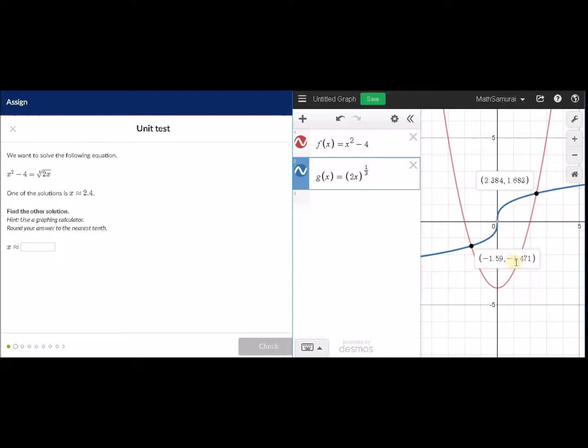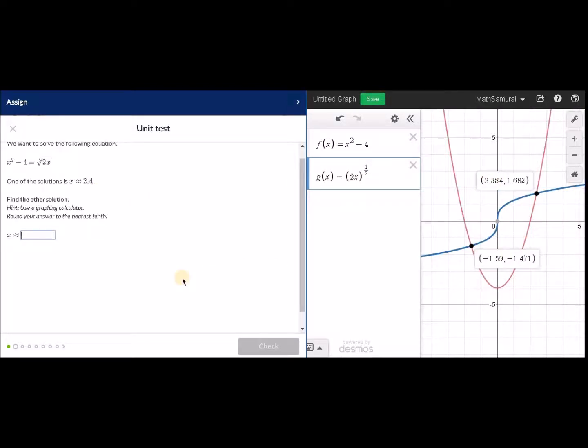Well, I'll get negative 1.471 approximately for x for either of these. If I put in x to either the blue or red, I will get that value. If I put in 2.384 for x for either the blue or red, I'll get 1.683. So it says round your answer to the nearest tenth. They gave us this one already. 2.38 is rounded up to 2.4. They gave us that one.